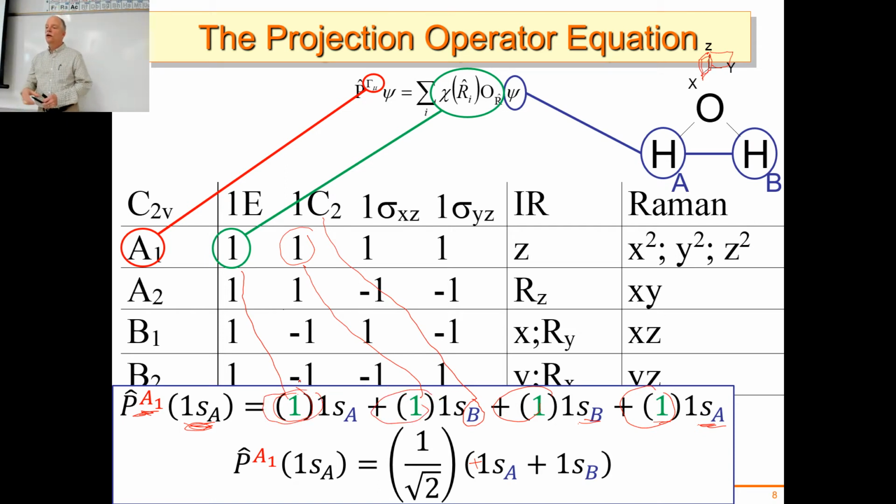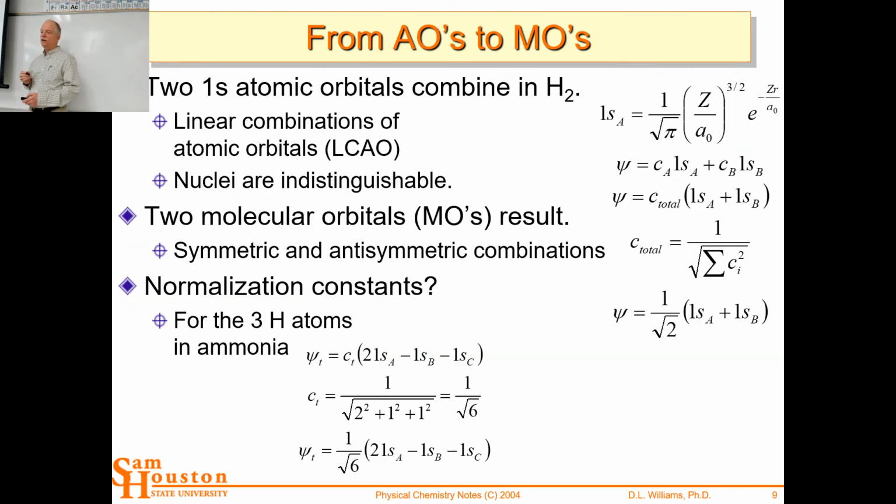And so the symmetry adapted linear combination, that's what we're doing. We're adding these orbitals together. That has the symmetry of A1, which is just 1s on atom A in phase with the 1s on atom B. But that comes from the projection operator. Okay, this one was pretty simple. Let's look at the A2 and we'll see how it cancels out.